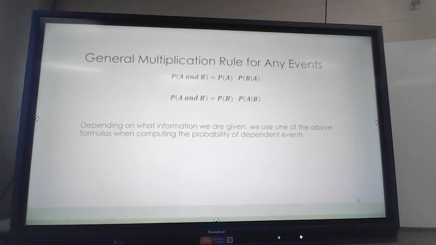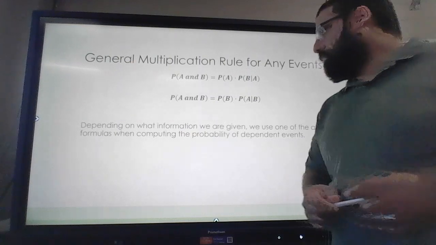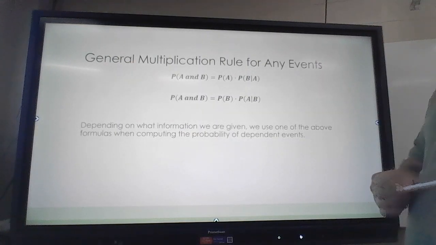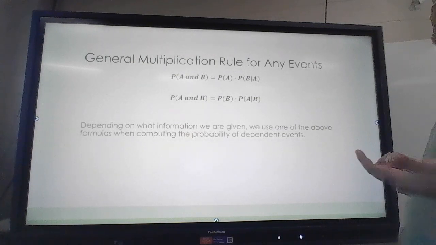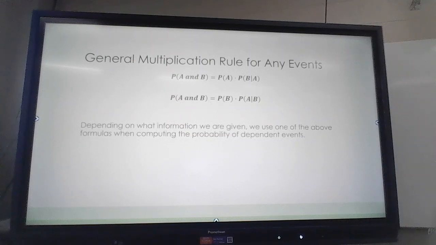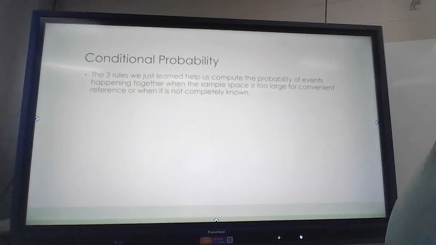Now, depending on what information we have, we use one of these formulas when computing the probability of dependent events. So we first have to know what A and B are. We have to know if they're independent or dependent. And if they're dependent, then we have to look at what the probability of B looks like if A already happens.